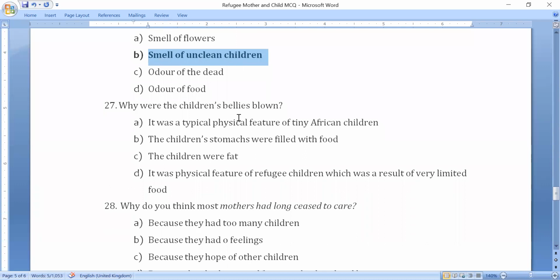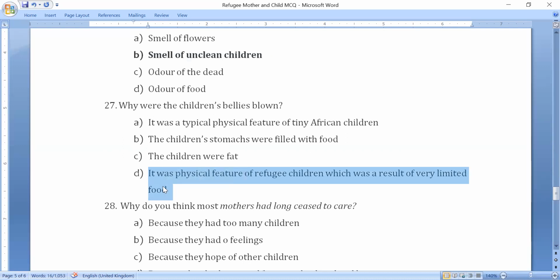Why were the children's bellies blown? Is it because it was a typical feature of tiny African children? The children's stomachs were filled with food. Children were fat. Or it was a physical feature of refugee children, which was the result of very limited food. The right answer is D.